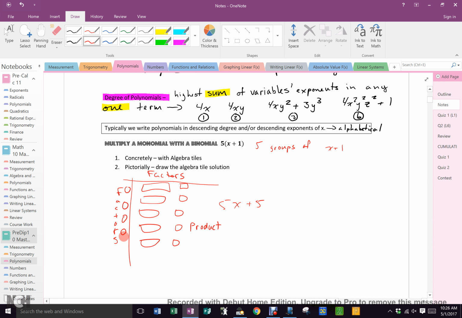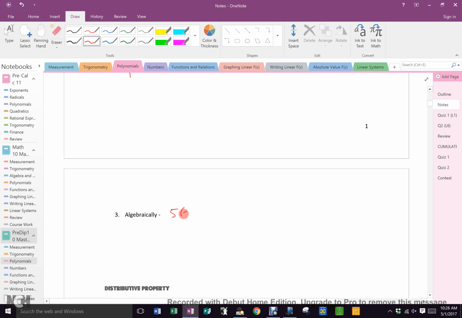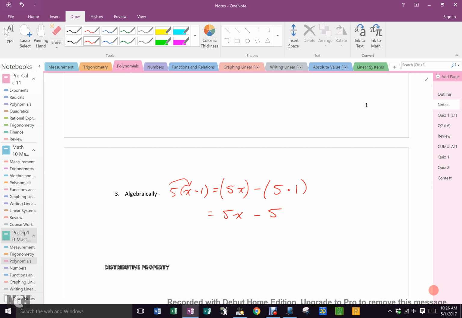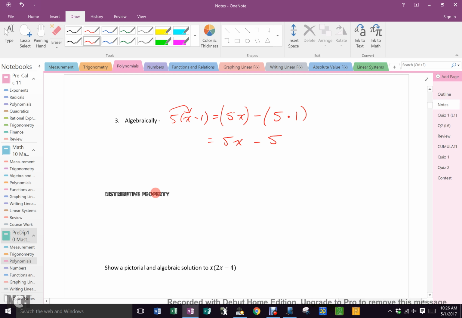One, 2, 3, 4, 5, and x plus 1, right? Everybody remembers this from the 9th grade? Good, because I really hate using them. Algebraically, 5 times x minus 1. What is that really? 5x's minus 5 times 1, which gets me 5x minus 5. Yes? All right. That, ladies and gentlemen, is the distributive property.